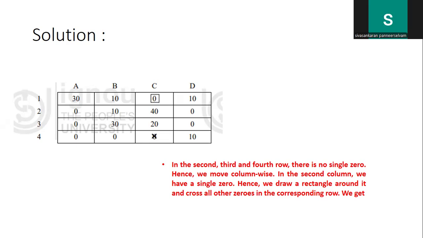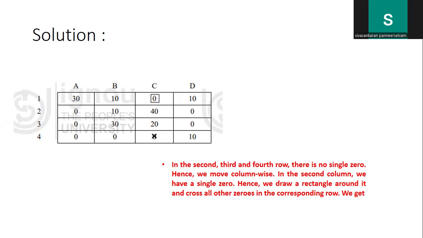So make a square mark around that zero and select column C. Check whether there is any other zero in column C. Yes, exactly. You can see one more extra zero in column C. Put a cross mark on it. So this clearly shows that we have to put a square around the zero and delete the other zero in the same column.